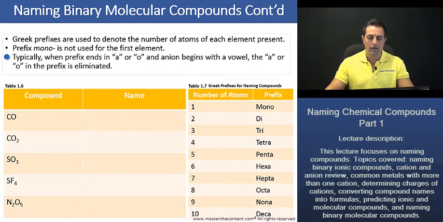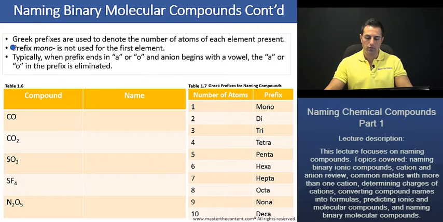And lastly, typically when the prefix ends in an A or an O, and the anion begins with a vowel, so the anions as we see here, if they begin with a vowel, the A or O in the prefix is going to be eliminated. Let's take a look at a few examples.